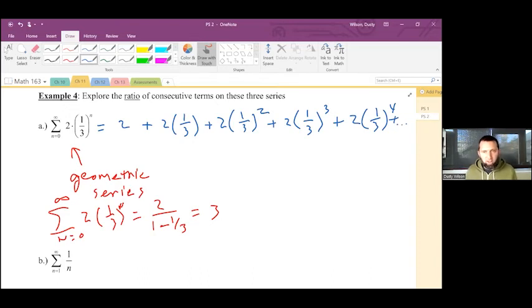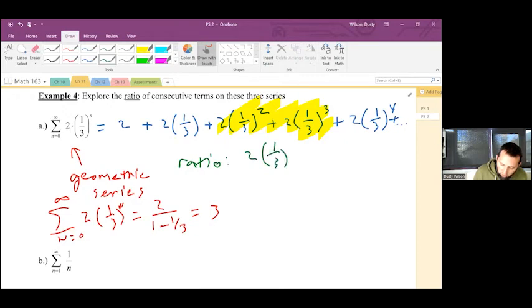Okay, so that's what my series looks like. And what I'm going to do is look at consecutive terms. It doesn't matter which ones, but maybe I'll look at these two terms here. And so I'm going to look at the ratio. Ratio means division. So I'm going to look at the ratio of the second of the highlighted terms divided by the first. In this case, the ratio is going to be 2 times 1/3 to the 3rd power divided by 2 times 1/3 to the 2nd power. And notice this ratio is equal to 1/3.